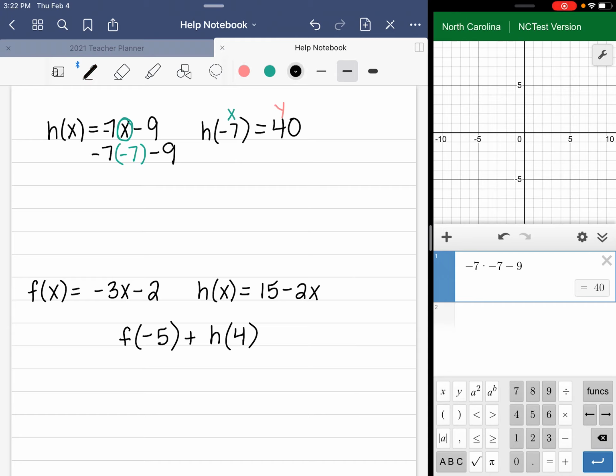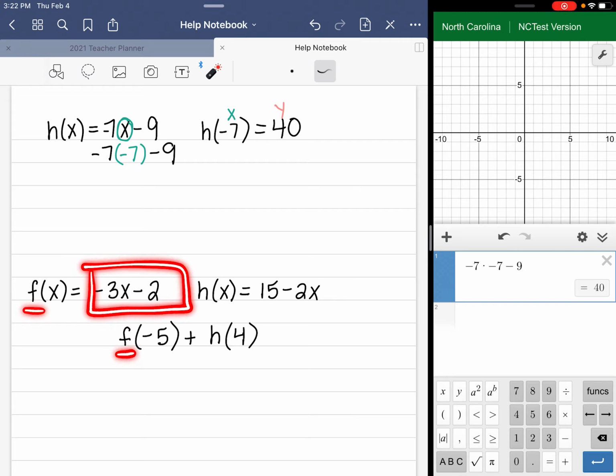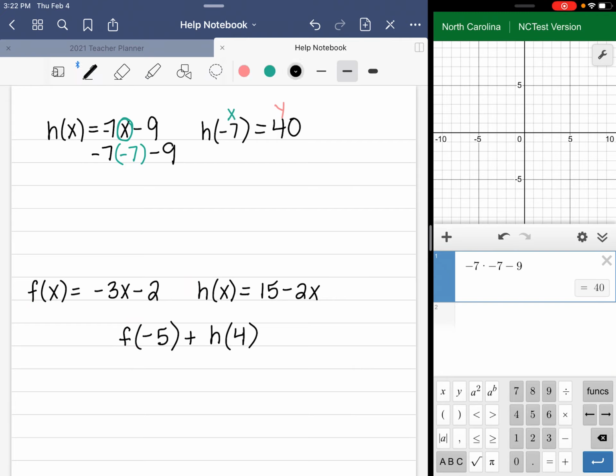Now, we're going to do the same process for this problem. However, we are going to be looking at two different evaluations. We are going to evaluate f of -5, get a value. We're going to evaluate h of 4, get a value, and then we're going to add them together. So I'm going to start by doing my f function. So my f function, we're going to use the f label, f and f, so we're going to use this one right here. All right, so I'm going to start by finding f of -5.